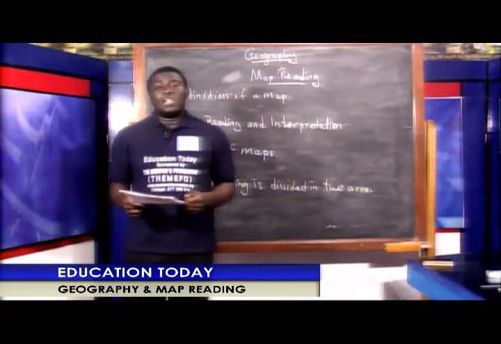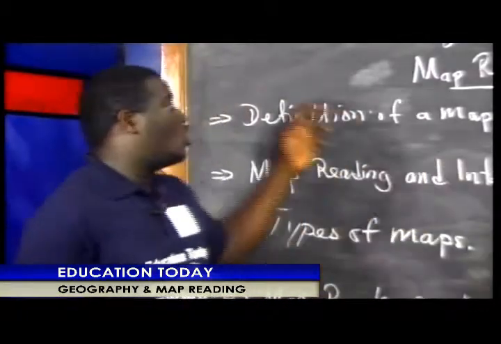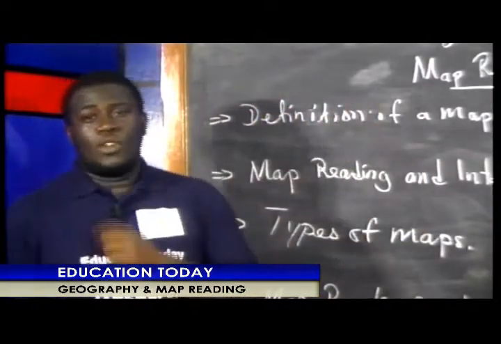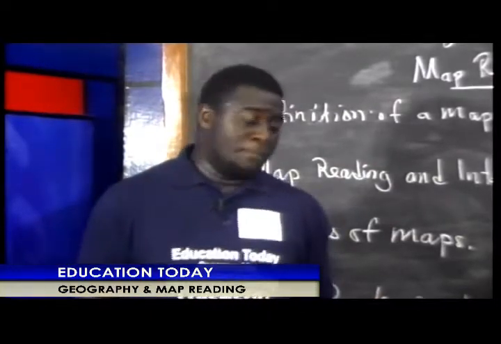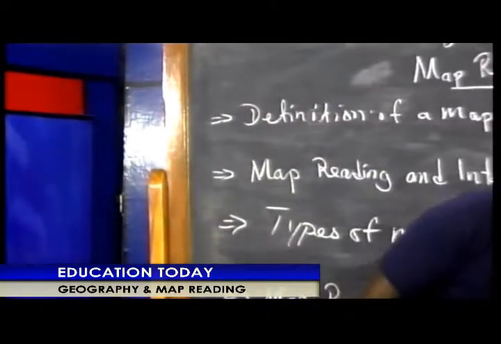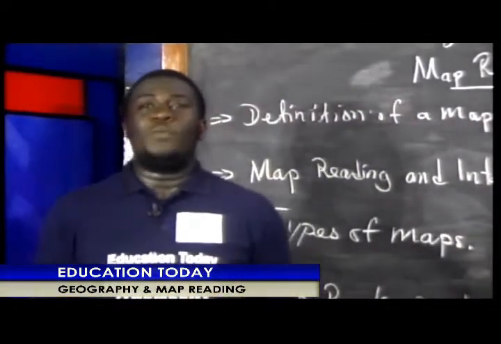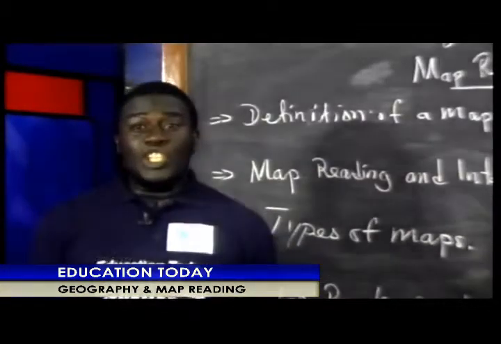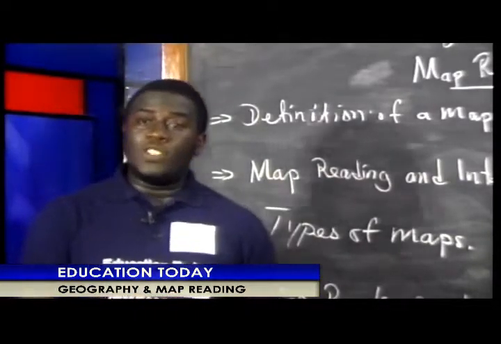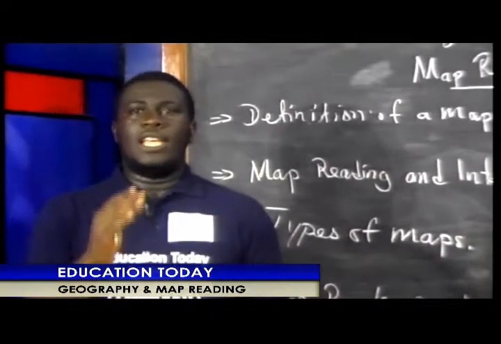For those of you that are just joining us, I'll take a recap of what we have done. We looked at the definition of a map. How do we define a map? A map simply can be defined as the graphical representation of part of the earth or the whole earth on a piece of paper or any surface. It might be a t-shirt, it might be a wall, it might be a piece of paper. Whatsoever surface that part of the earth or the whole earth is drawn on is known as a map.